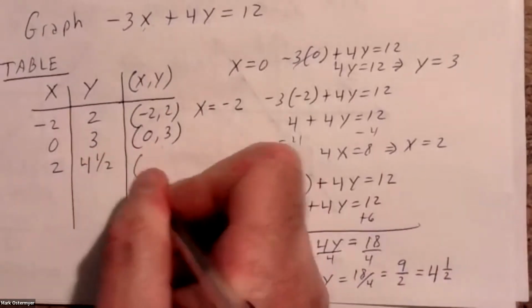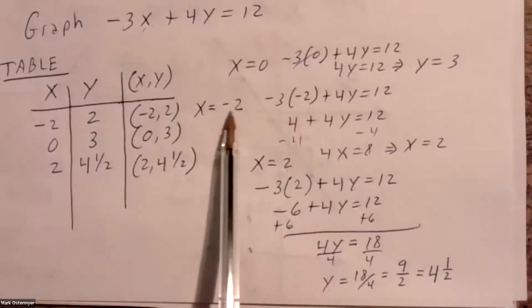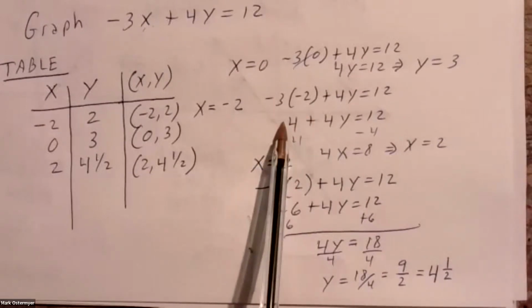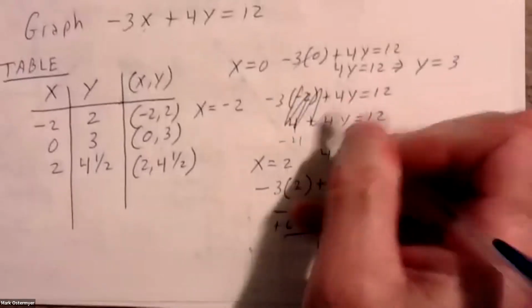I have a question. Yep. For the -2 one, how did you get 4 when you did -3 times -2? Let me double check it. -3 times -2, that should be 6, shouldn't it? Yeah. All right. Yeah, that's not correct.